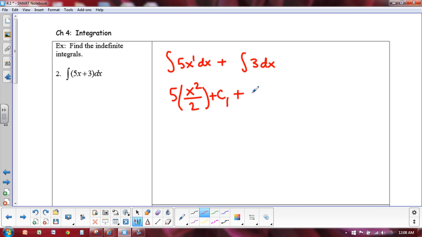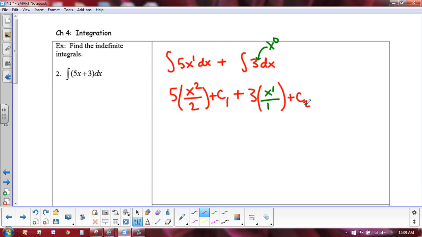Plus, and this 3 might be a little weird for you because there's no x there. So you might want to think about, okay, there is no x there. I could say it's x to the 0. So the 3 is a constant. And then how do I integrate x to the 0? Well, that would become x to the 1 over 1. And then I'm going to put plus c sub 2.